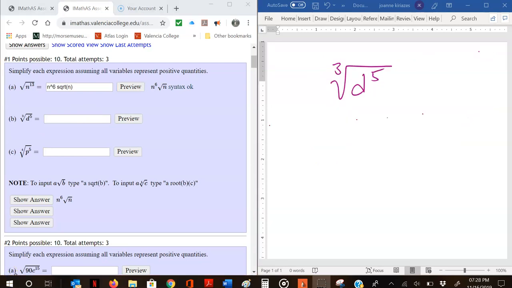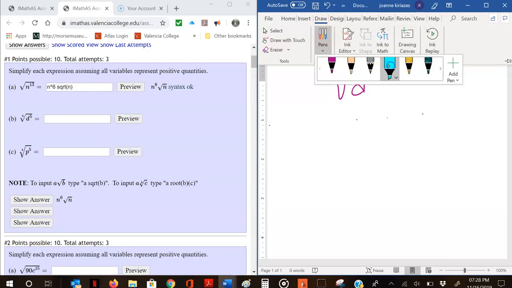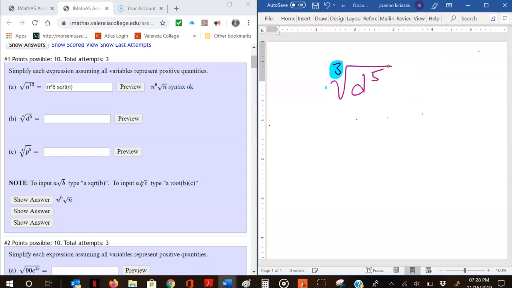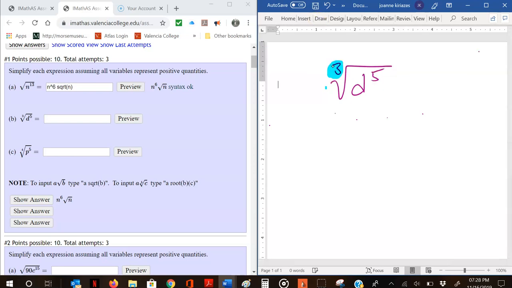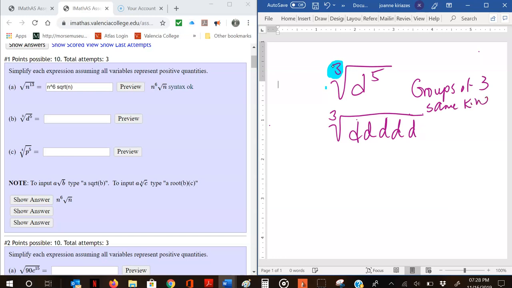Now this is not a square root, it's a cube root. And we know that, once again, because of the index, this little teeny number here. So we're going to do the exact same thing we did before, but instead of groups of 2, now we're going to look for groups of 3. So I expand out my radicand using prime factorization if it's a number, or just expand the variables out. And I'm looking for groups of 3 of the same kind, sort of like playing cards.